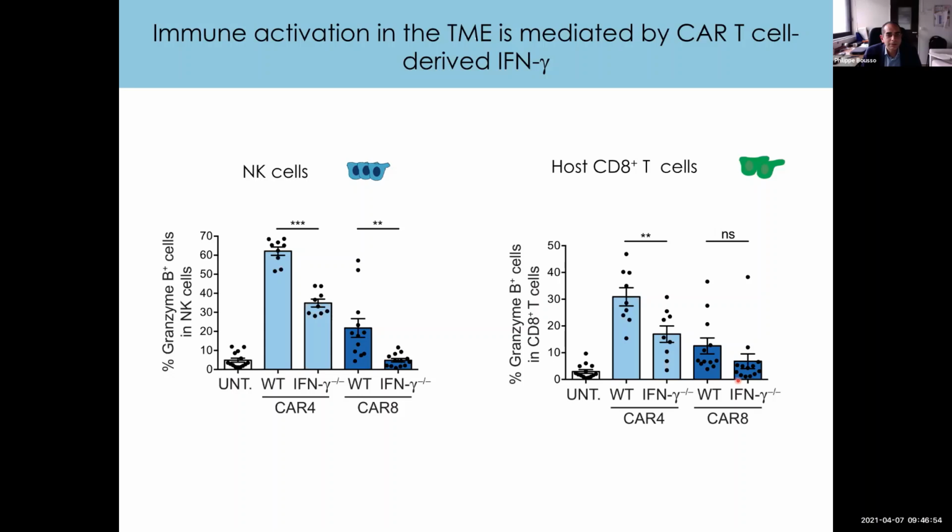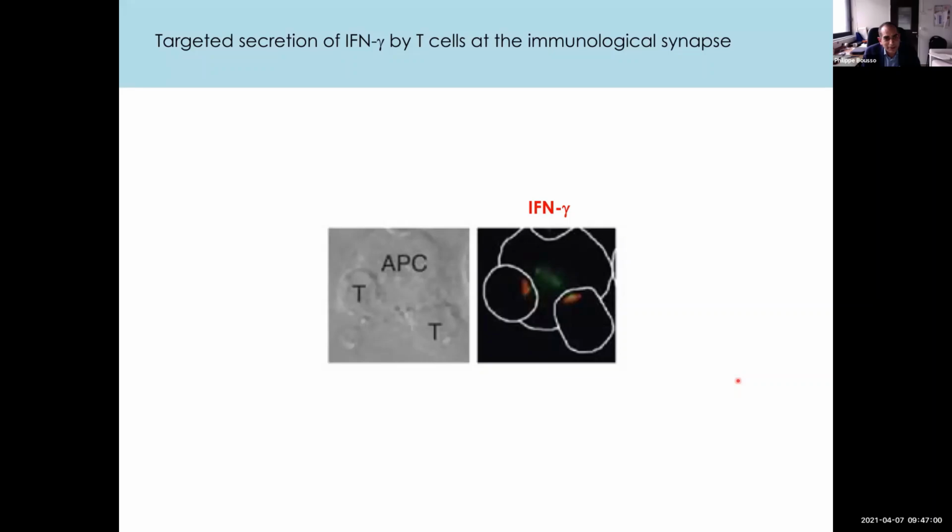So this really, the fact that this interferon response is really widespread can be a bit surprising given what we know about the interferon gamma. This is a cytokine that is really produced at the interface, at the immunological synapse. So this is what you can see here.